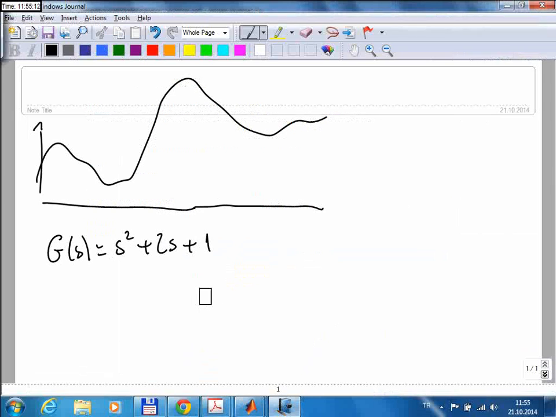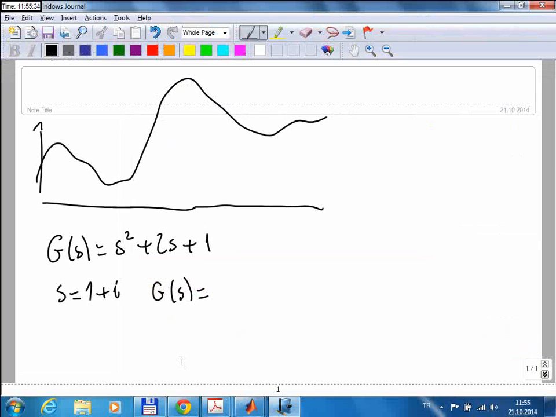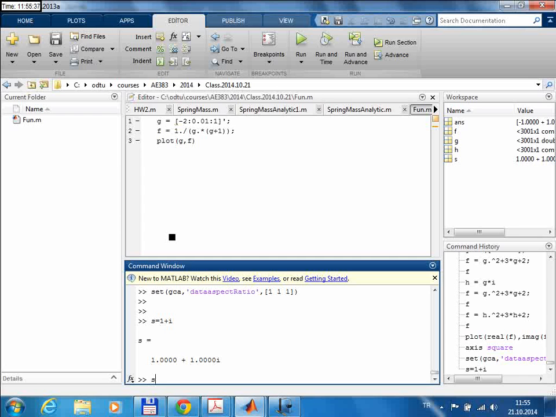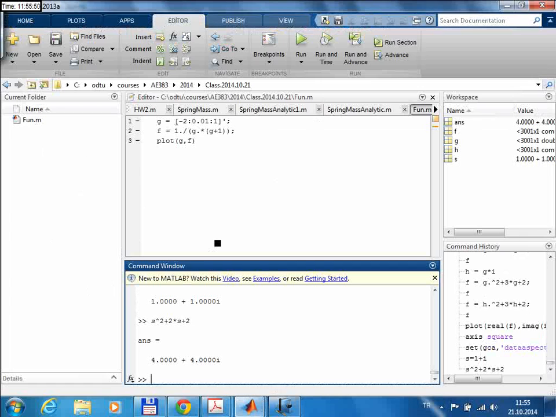And if s is a complex number, then in general, the value of the function will also be a complex number. For example, if s is 1 plus i, then the value of the function for that s will be, let me just use MATLAB to find that number. Let me call this s equal to 1 plus i, and then g is s squared plus 2s plus, no, plus 1. Let me make it 2. So the value of the function is 4 plus 4i.